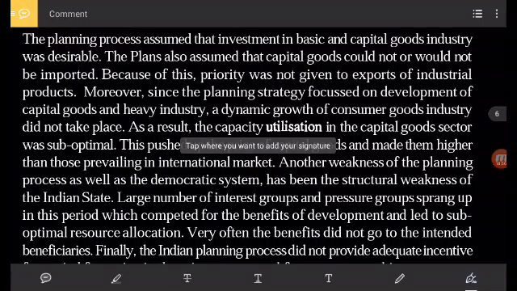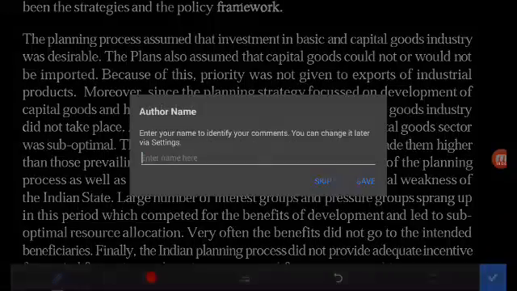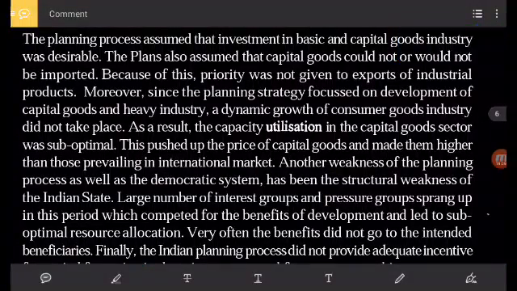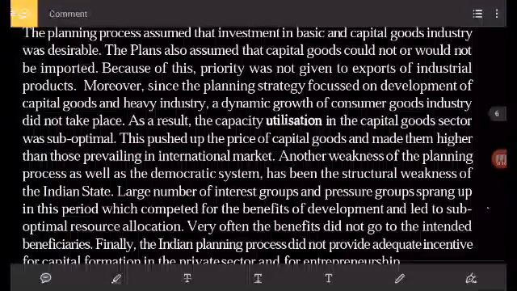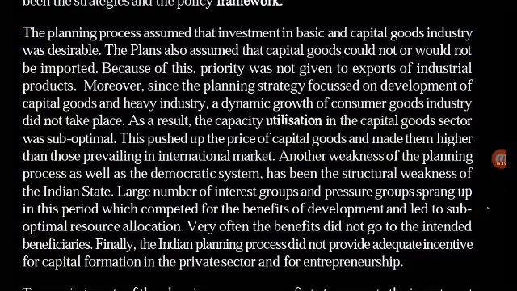Moreover, since the planning strategy focused on development of capital goods and heavy industry, a dynamic growth of consumer goods industry did not take place. As a result, the capacity utilization in the capital goods sector was suboptimal. This pushed up the price of capital goods and made them higher than those prevailing in the international market.